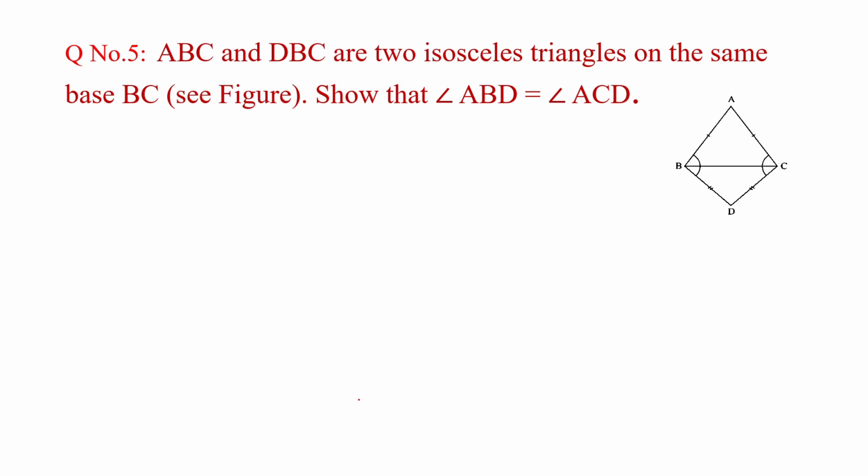Now question number 5. ABC and DBC are two isosceles triangles on the same base BC. Triangle ABC and triangle DBC are two isosceles triangles on the same base BC. Show that angle ABD is equal to angle ACD.